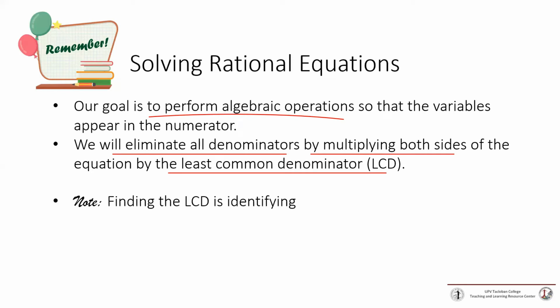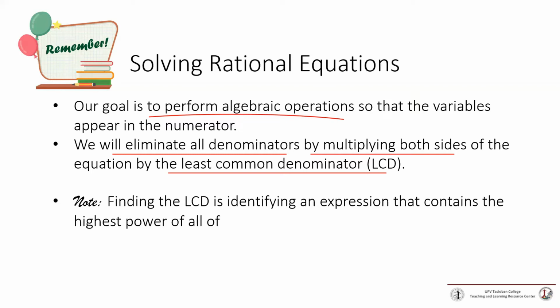Note that finding the LCD is identifying an expression that contains the highest power of all of the factors in all of the denominators. So in other words, the LCD is the least common denominator with the highest power of all the factors, because we are going to test if this denominator can still be divided by each denominator of each expression in all sides of the equation.